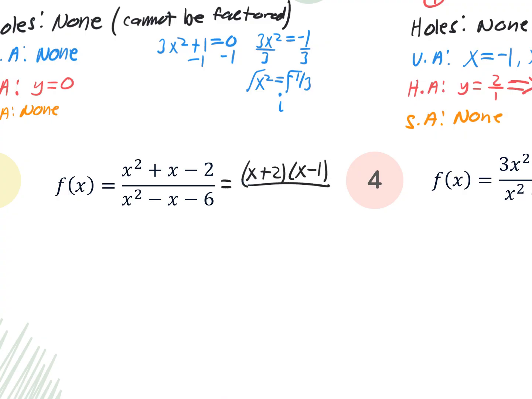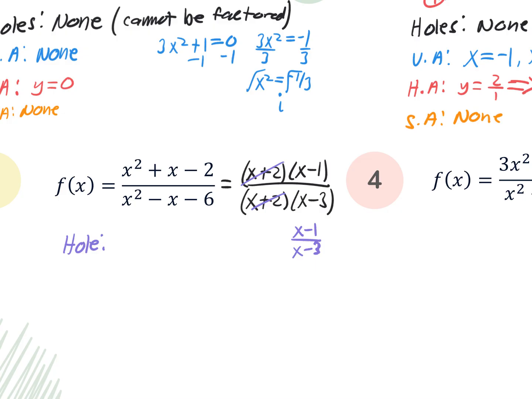And the bottom factors as x plus 2, x minus 3. And now notice something happens here, right? Notice what cancels out. The x plus 2's cancel out. So then I know for sure I'm going to have a hole. All right. Our simplified expression is x minus 1 over x minus 3.